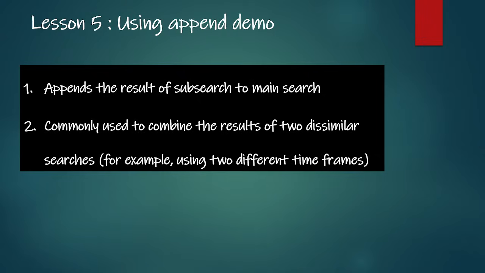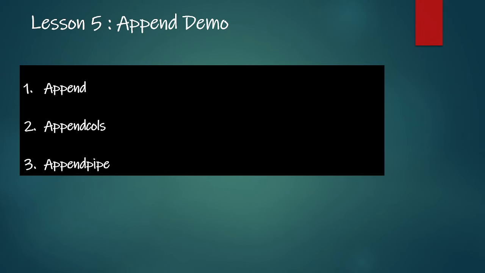So coming to the next, I will be demonstrating three use cases for the append command as well. But when I say append, these two points will give you sufficient information. It basically appends the result of a subsearch to the main search. And the second thing is it is commonly used to combine the results of two dissimilar searches. And always remember, when we are trying to compare two dissimilar searches using two different time frames, it will come to the rescue. So now I'm coming to the demonstration.